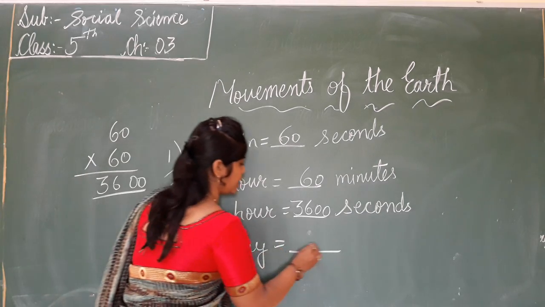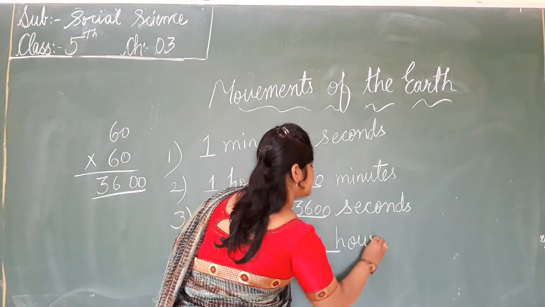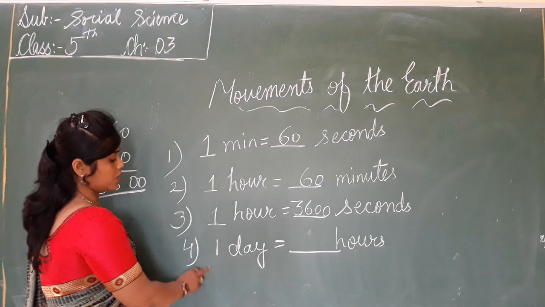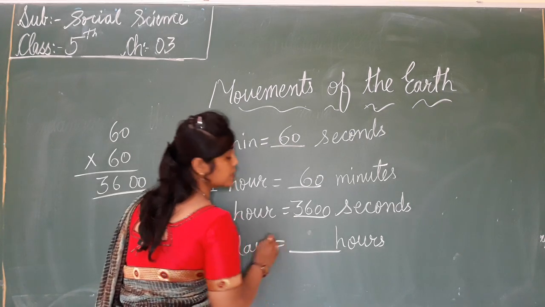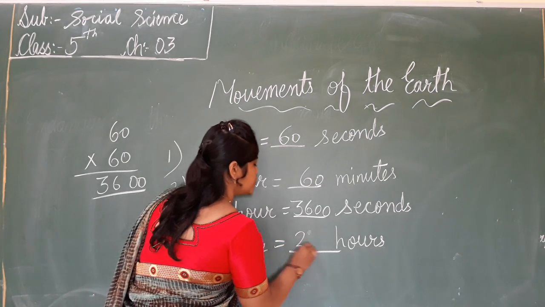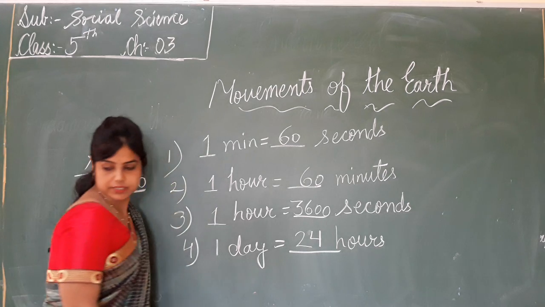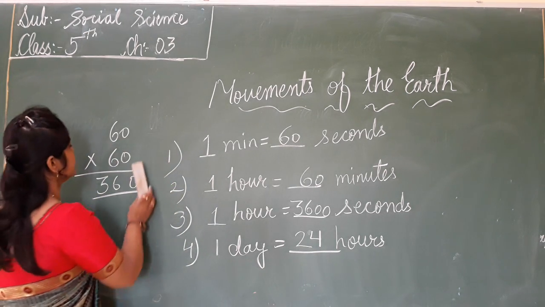Now the fourth one: 1 day is equal to how many hours? Write the numerals. In 1 day there are 24 hours.